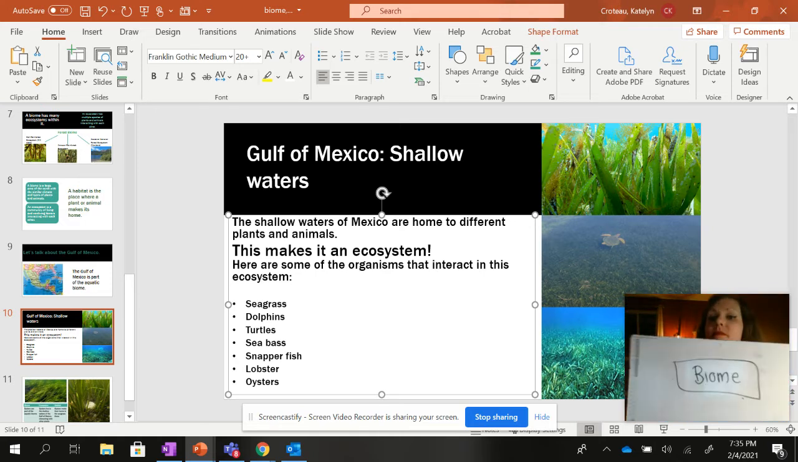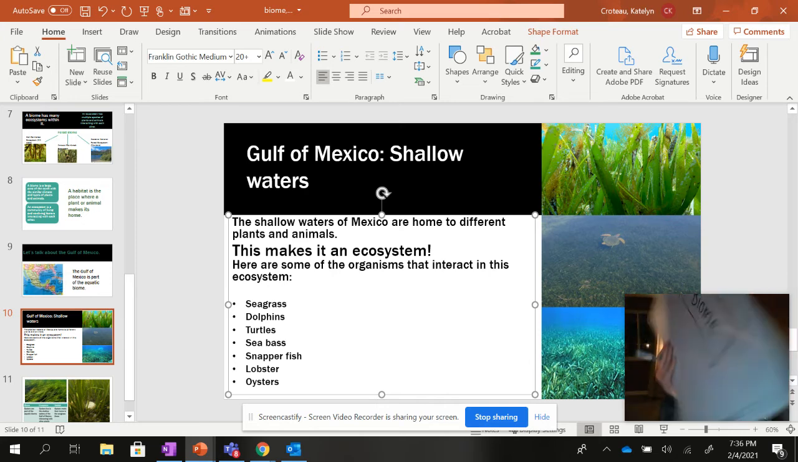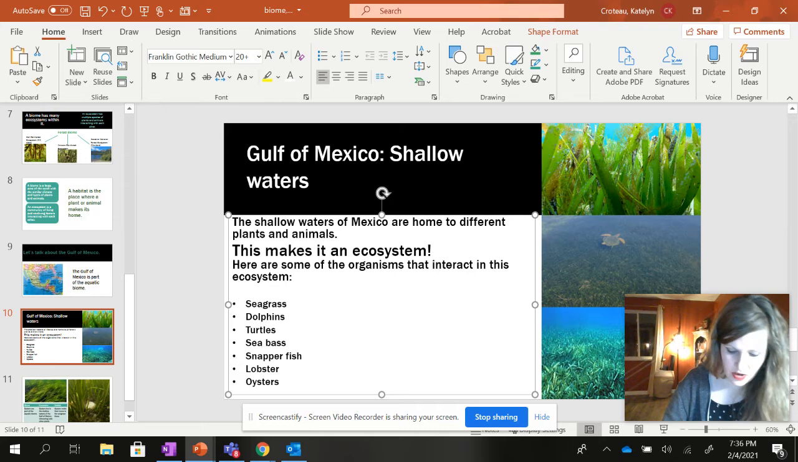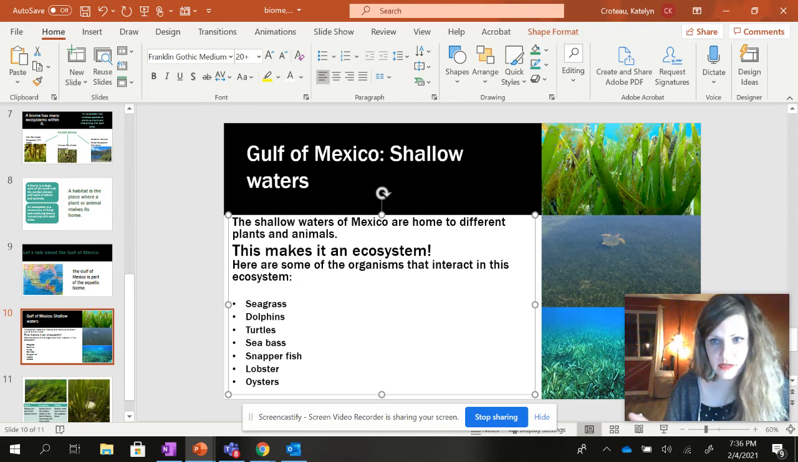I want you to think about the biome as the big category. Okay, so every ecosystem is going to be inside of some kind of a biome. Maybe it's a desert biome, could be tundra, grasslands, aquatic, but every single ecosystem is inside of a biome of some kind. So the biome is the big category. And then, like I said, inside of that biome, there are all these different ecosystems.